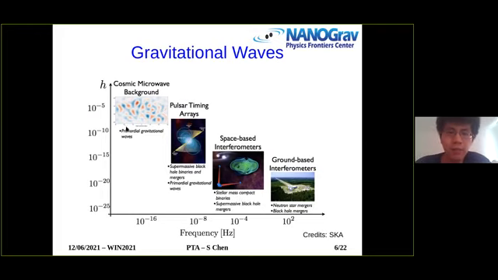And then at the very low frequencies, you have CMB observations. So this is the gravitational wave spectrum, if you wish. And our window that I'm focused on in this talk would be the PTA window, that we hope we will open in the very near future.